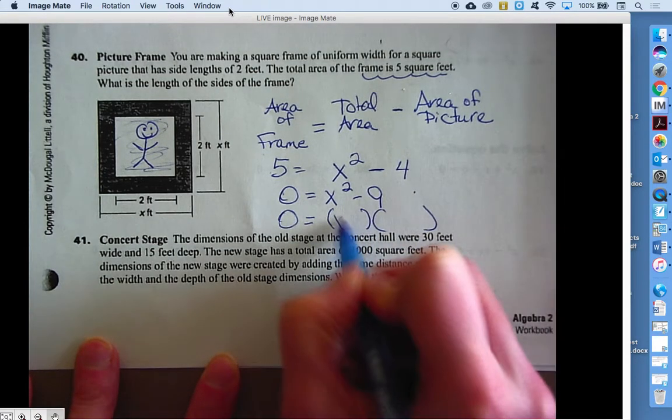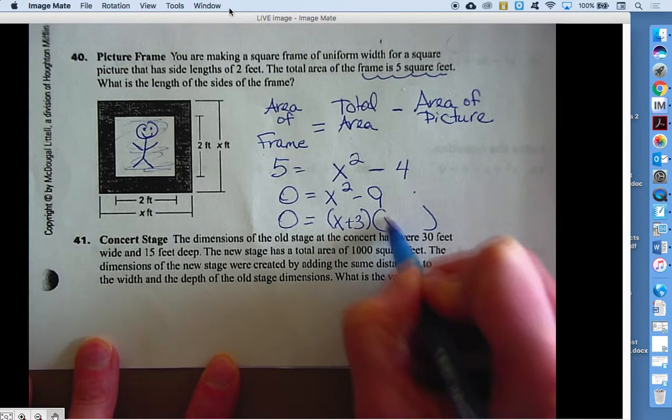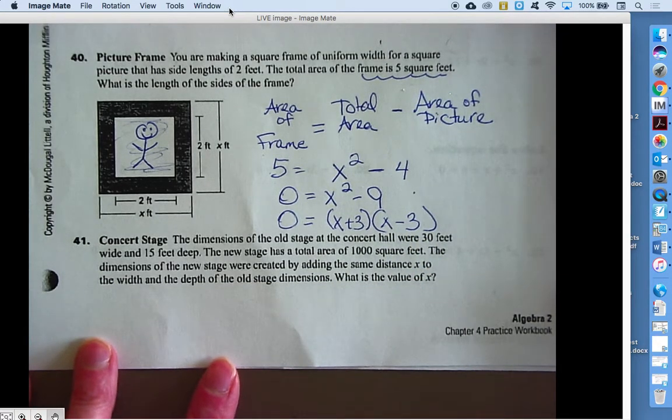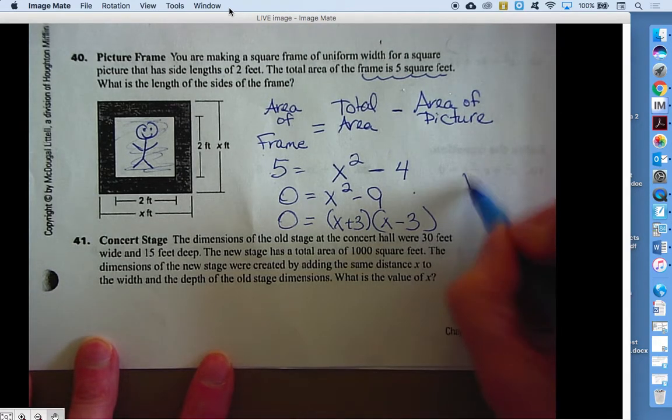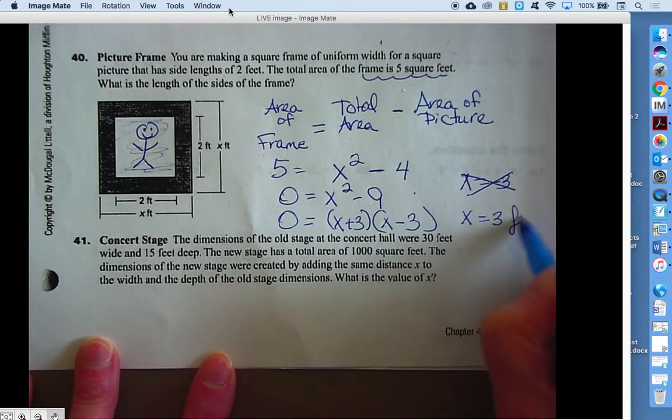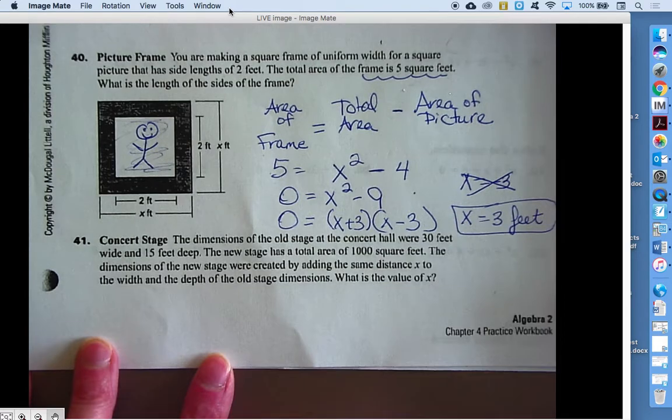X plus 3 and X minus 3? Yeah, it's a difference of 2 squares, difference of perfect squares, perfect square binomial, whatever you want to call it. So that means one answer is negative 3, which we know we can't have because we can't have a negative value. The other answer is positive 3, so x equals 3. So x is positive 3. And the length.